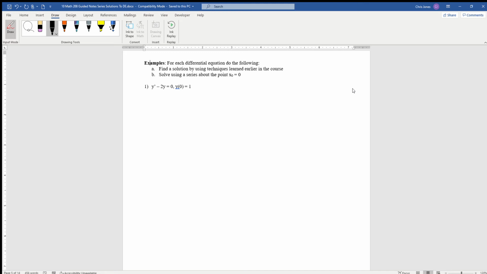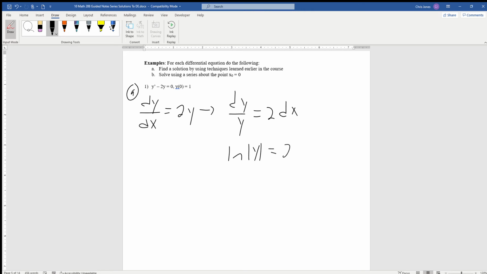All right, so earlier in the course, we probably did this. So this is part A, dy dx, so we changed our y prime, is going to be equal to 2y. And then we can multiply both sides and divide both sides. So it's a separable differential. So dy over y is equal to 2 dx. And so we can write this as ln absolute y is going to be equal to 2x plus c. And then we can go through and raise both sides to the e power. So we can say absolute y is going to be equal to e to the 2x plus c.